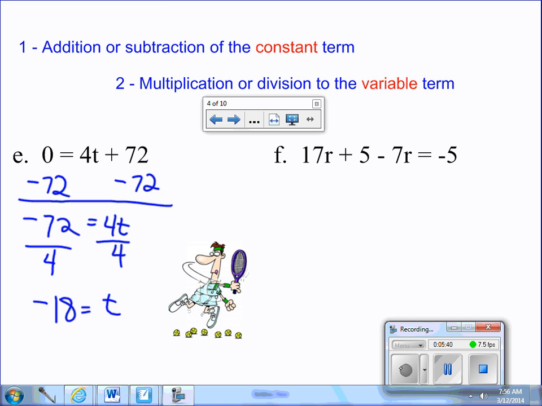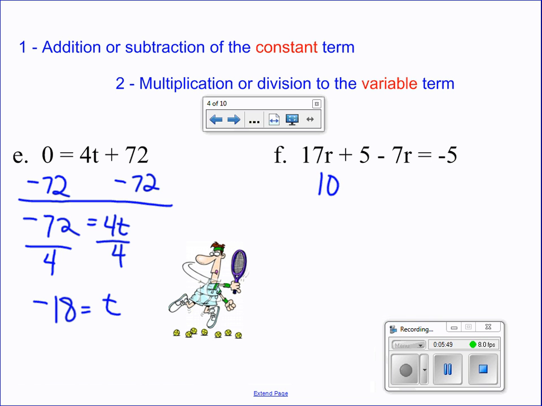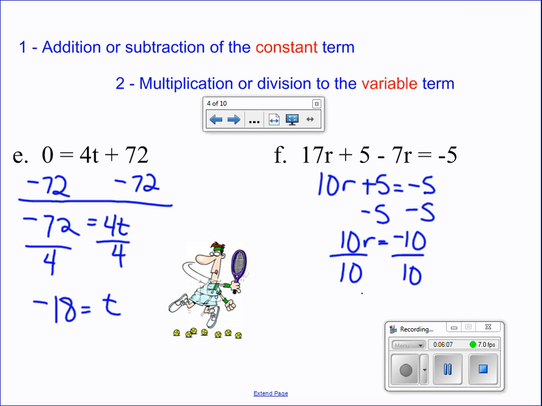Okay, we're going to notice on F that we're going to need to combine some like terms. So I'm going to take 17r, subtract 7r, so I have 10r left, plus 5 is equal to negative 5. Now I'm going to subtract 5 from each side. 10r is equal to negative 10. Now I'm going to divide each side by 10. R is equal to negative 1.